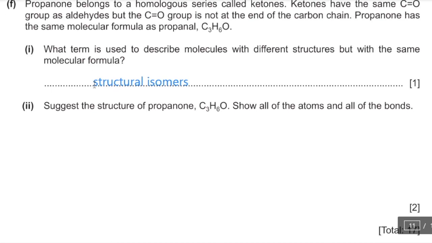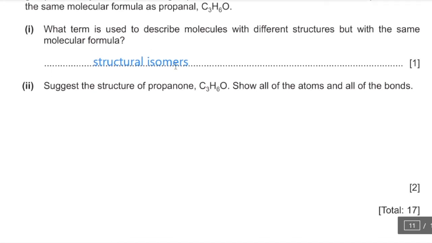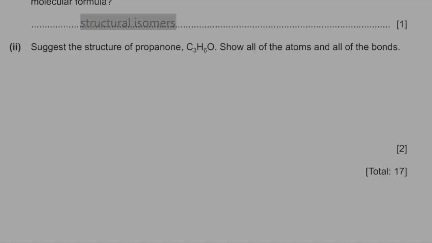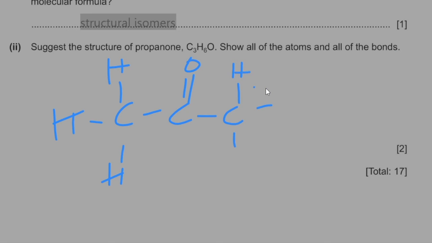To suggest the structure of propanone, C3H6O, show all of the atoms and all of the bonds. Alright, so I'll start by drawing the backbone chain. As given in the question, the oxygen atom is not present at the end of the carbon chain, which means it can be neither this one or this one. So it has to be the middle one. And then we have the remaining hydrogen atoms. And this completes the valency of all of the atoms in this compound.